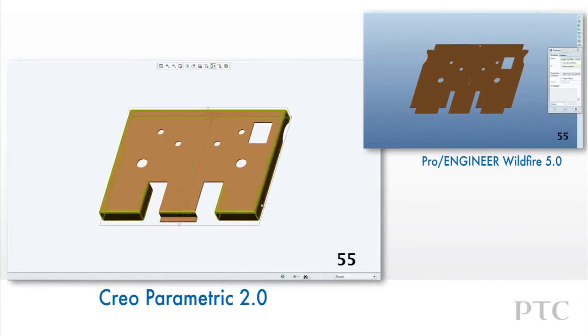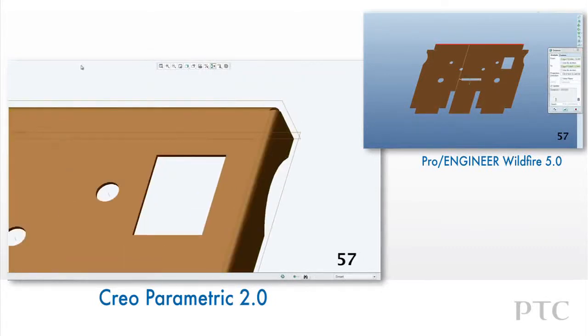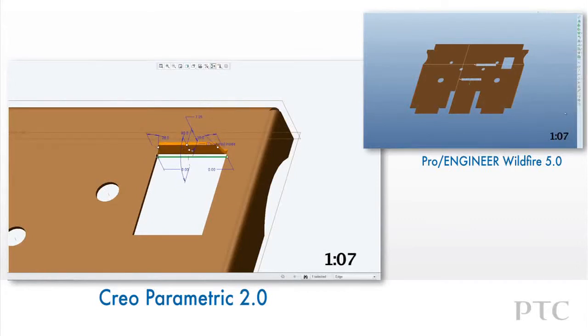Flat walls can now be added and offset from the attachment point by any distance. This allows us to create a tab in this area in one feature, rather than the two features it would have taken us in Pro Engineer Wildfire 5.